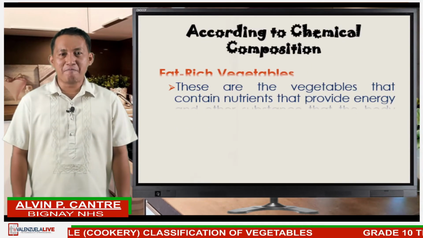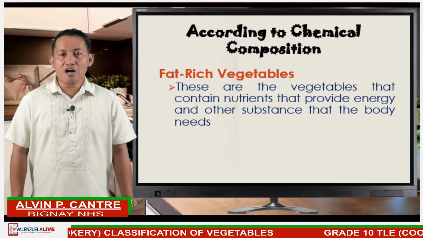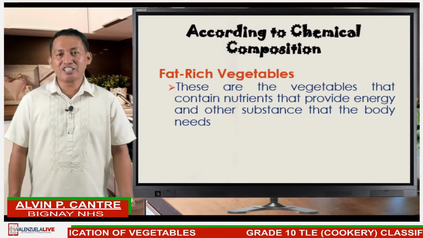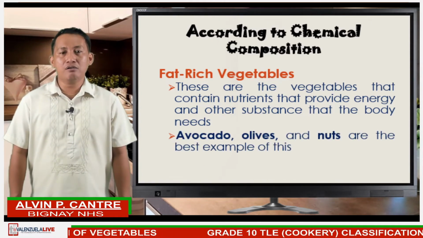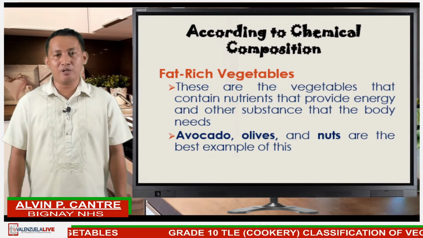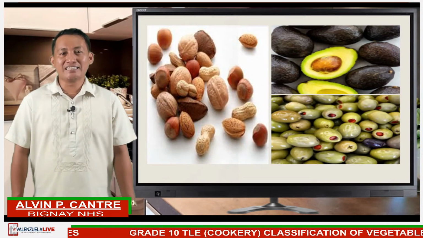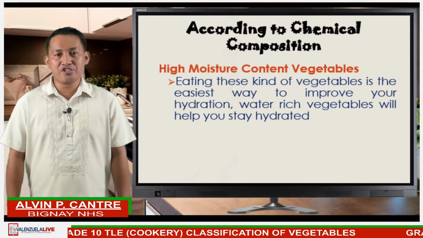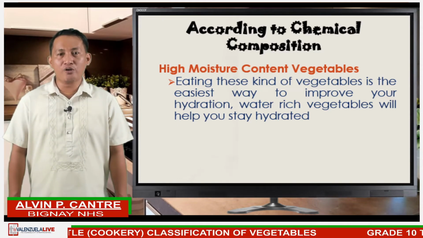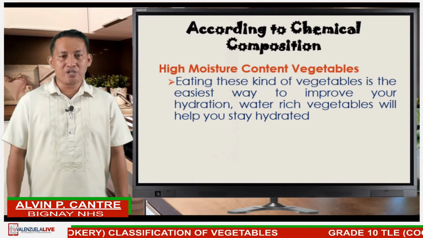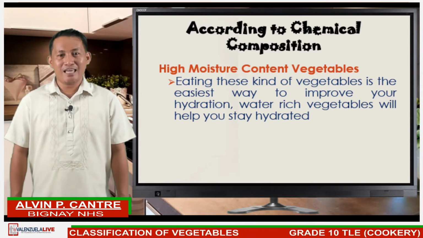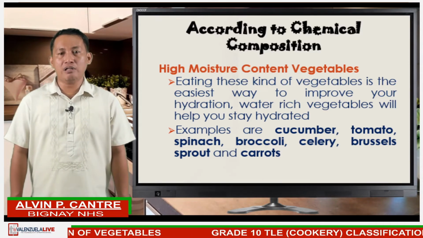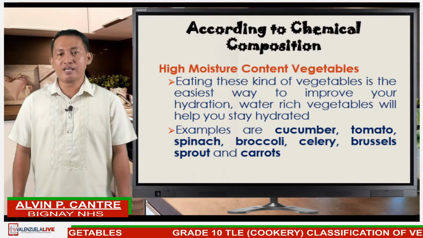Third in the list are fat-rich vegetables. Now, these are vegetables that contain nutrients that provide energy and other substances the body needs. Avocado, olives, and nuts are best examples under this. And lastly are the high moisture content vegetables. Eating these kinds of vegetable is the easiest way to improve your hydration. Water-rich vegetables will help you stay hydrated. Examples are cucumber, tomato, spinach, broccoli, celery, Brussels sprouts, and carrots.